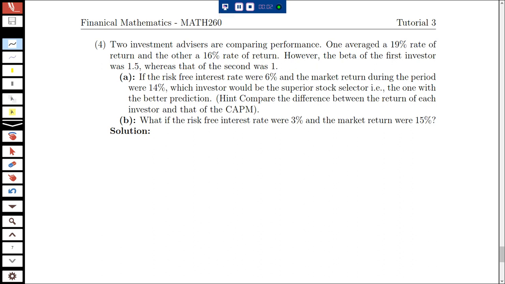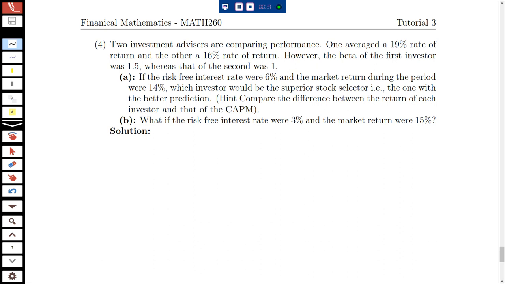Okay, let's take a look at tutorial 3 question 4. This is nowhere near as intense as some of the other questions. So two investment advisors are comparing performance. One averaged 19% and the other 16%.